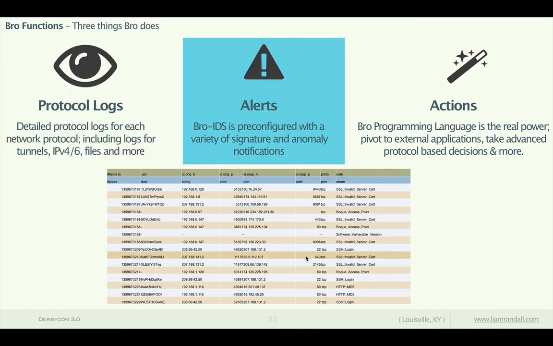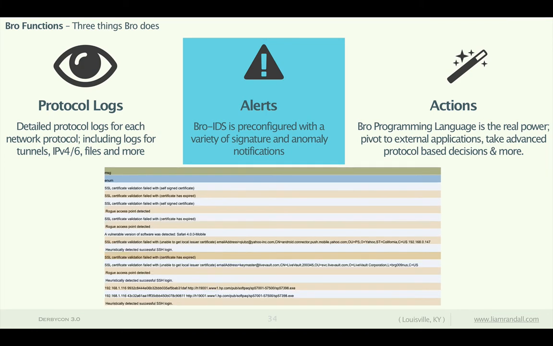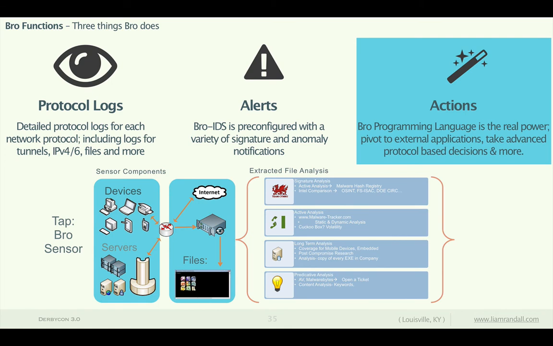And so Bro will alert you to things. Bro IDS comes pre-configured with a variety of signatures and anomaly notifications, and we can look into more on that later. And then there's the most exciting part about Bro, which is that programming language. So this is that real power that lets you take all the things that Bro has access to and pivot. So what we're going to do is look at using these hybrid anomaly and signature-based detection systems to look at what's going on on the network.